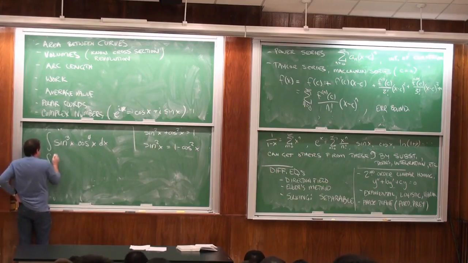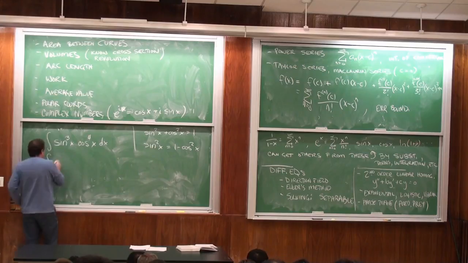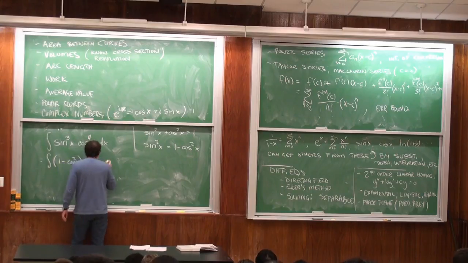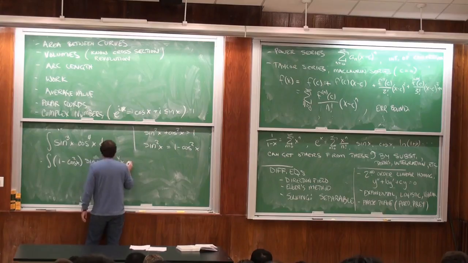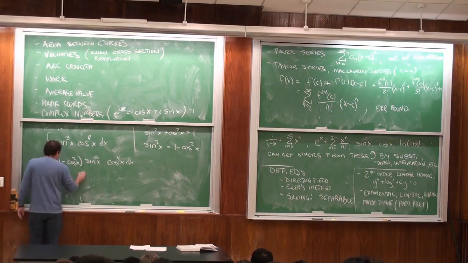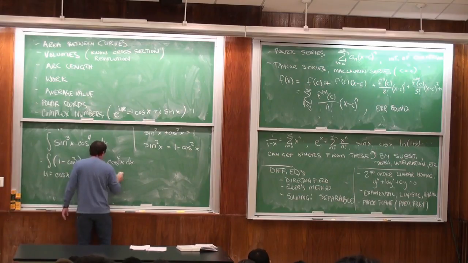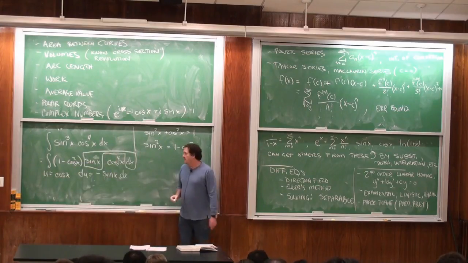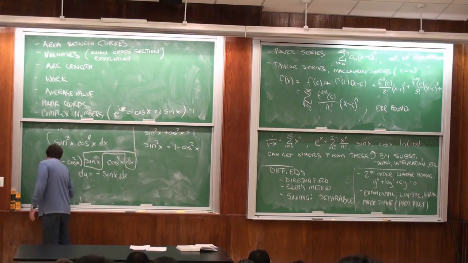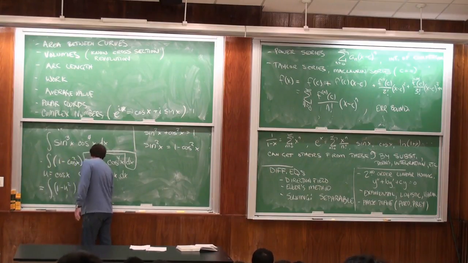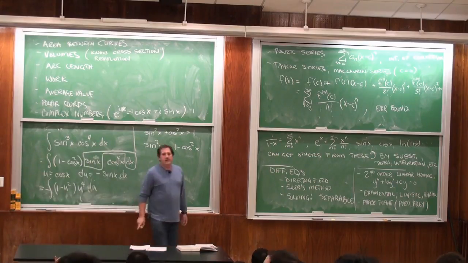And so then this becomes the integral of sine squared, 1 minus cosine squared, and I have another sine sitting around, and then I have a cosine to the 4th sitting around. And I make the substitution u equals cosine. So du is minus sine dx, and right here I have du. So this becomes the integral of 1 minus u squared times u to the fourth du. And then you multiply it out and you go from there.